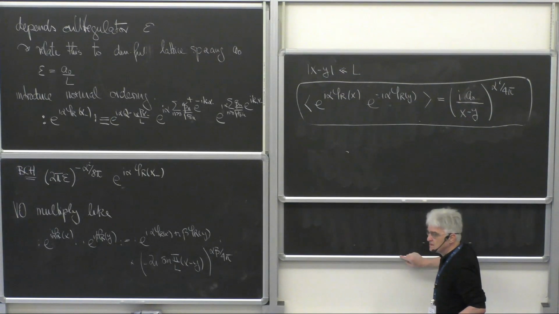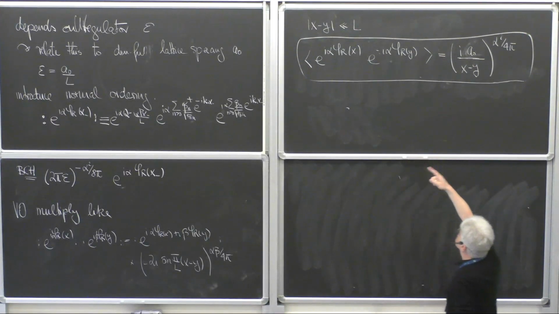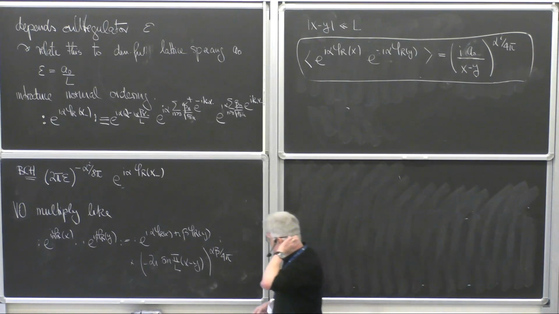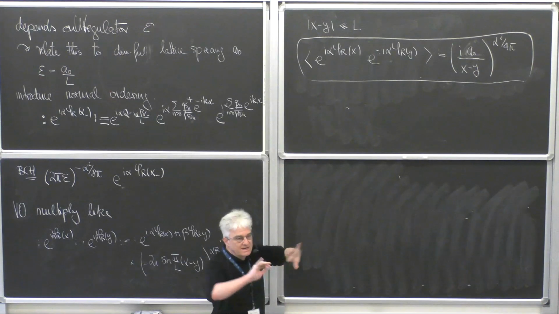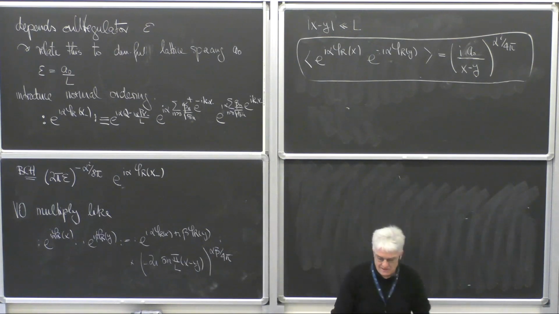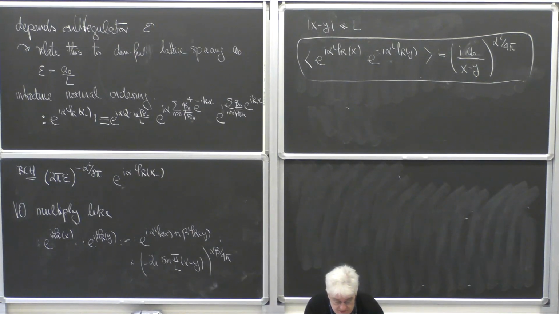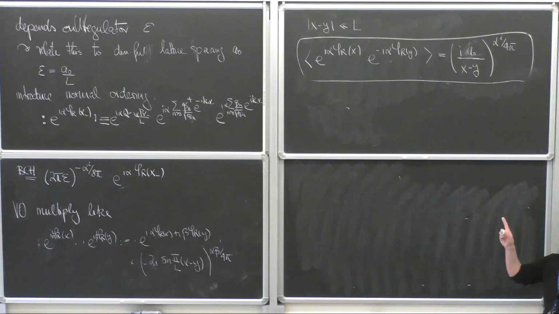So when we bosonize these Fermi models, we will always do it having in mind that x and y are very small compared to the length of the lattice. Okay, so that's all I'm going to say about this, and now I'm going to change direction. So any comments, questions about this?